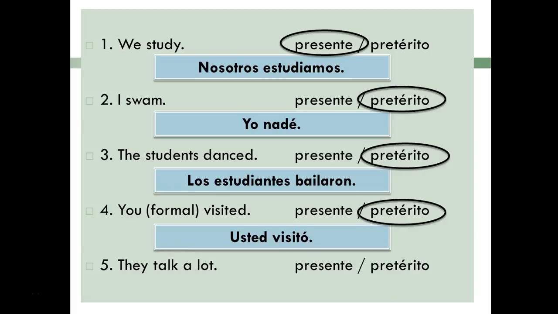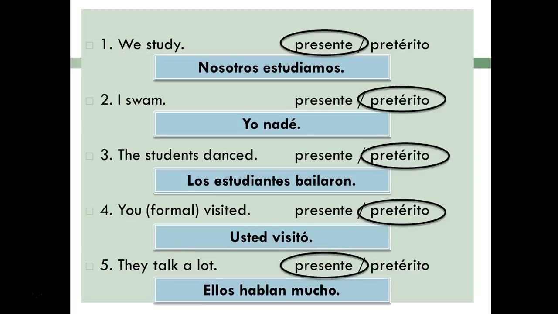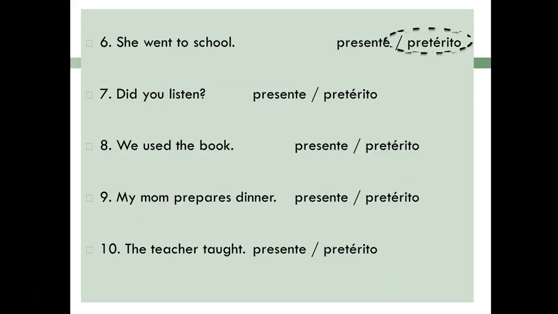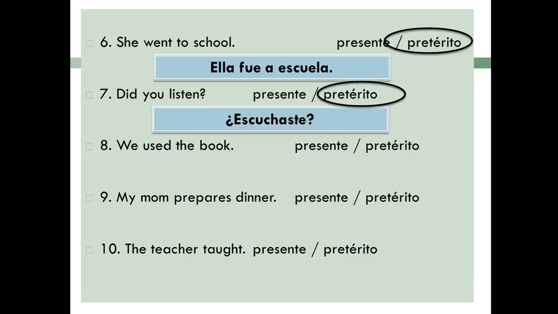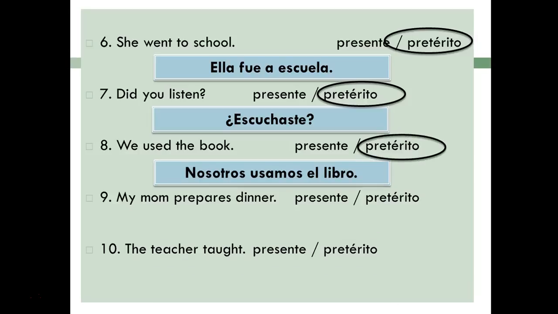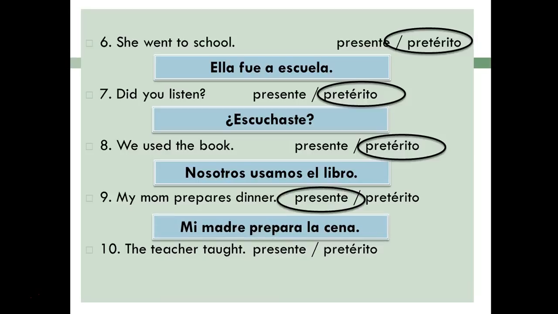They talk a lot, that's presente, hablan mucho. She went to school, pretérito, ella fue a la escuela. Did you listen? Pretérito, escuchaste. We use the book. Pretérito. Usamos el libro. My mom prepares dinner. Presente. Mi madre prepara la cena.